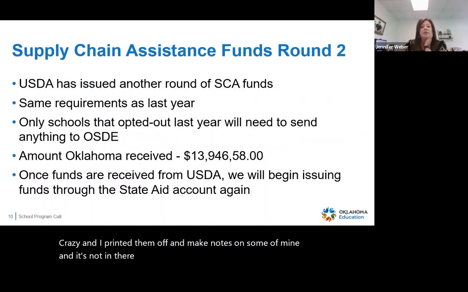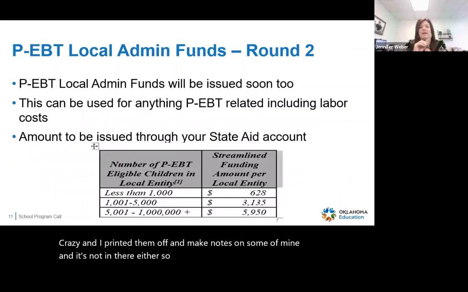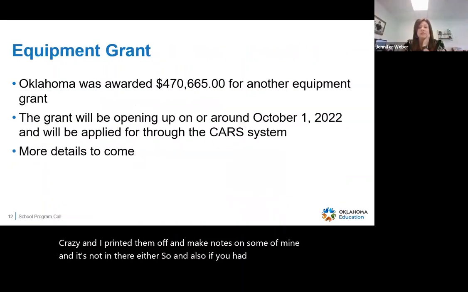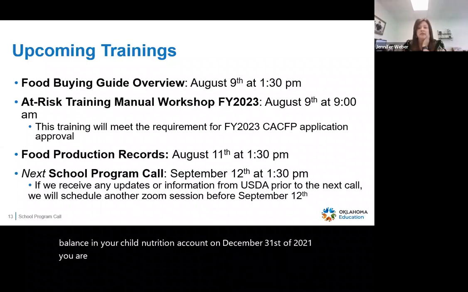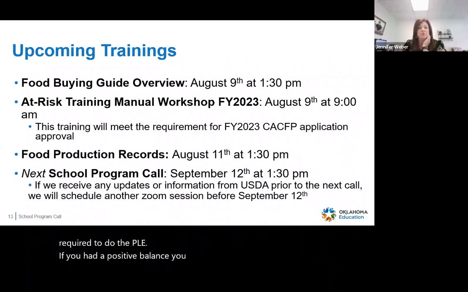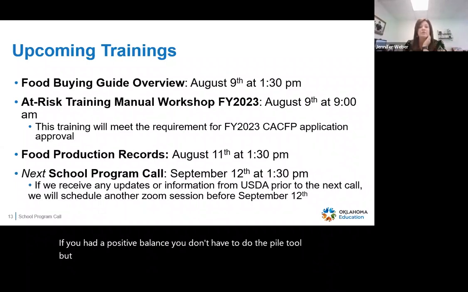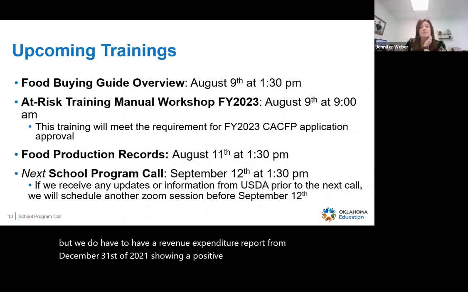So also, if you had a negative balance in your child nutrition account on December 31st of 2021, you are required to do the PLE. If you had a positive balance, you don't have to do the PLE tool, but we do have to have a revenue and expenditure report from December 31st of 2021 showing a positive balance. And this is being tied to the application and agreement.